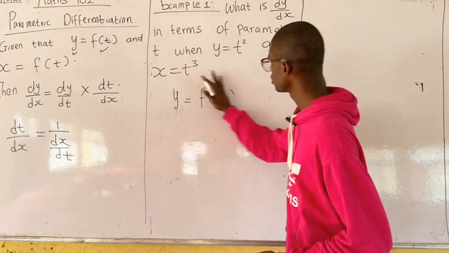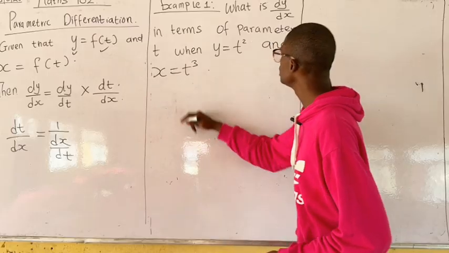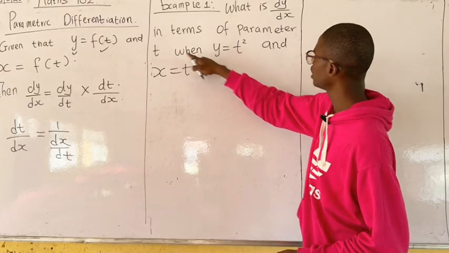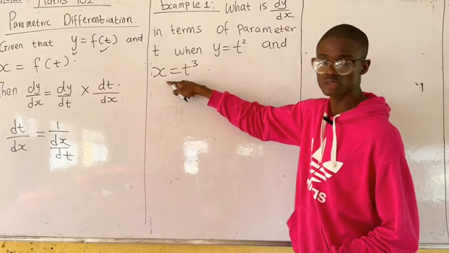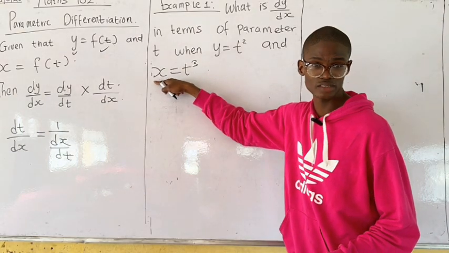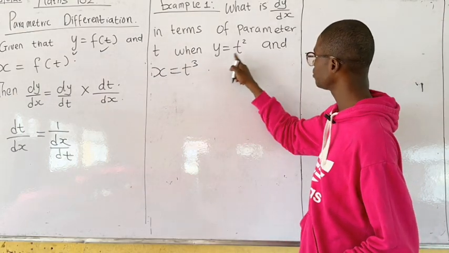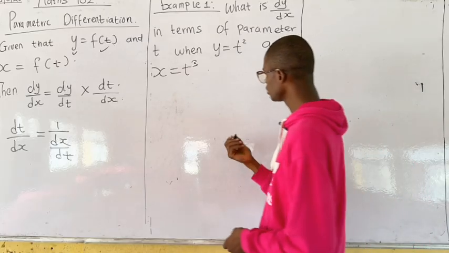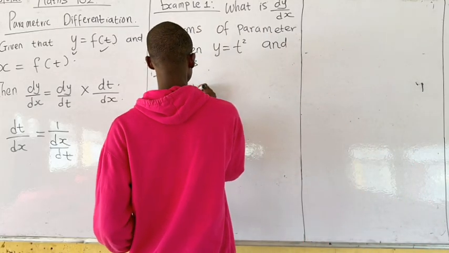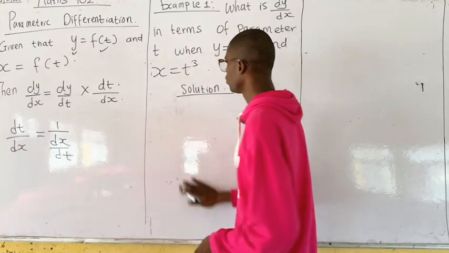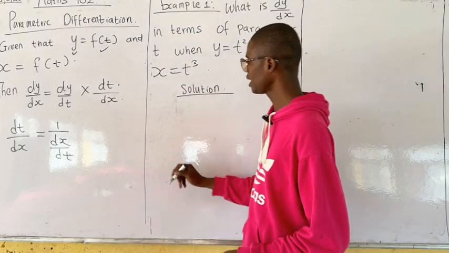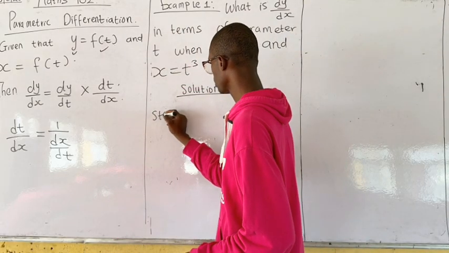So in this case, what they have done is to make y depend on t, which is the parameter that they parameterized x as, so that x and y are both depending on t. So how do we solve this? The solution is quite simple. You apply the formula.